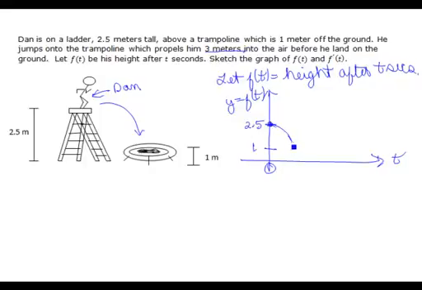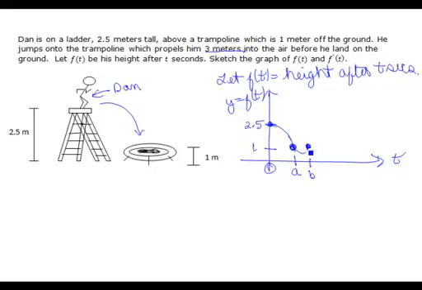Now, I don't know exactly when that's going to happen. Let's just call it time A. Now, if you think about it, he's not going to spring back immediately because the trampoline's going to give a little bit, and his height above the ground is going to drop a little bit below 1 meter until he comes back to the height of the trampoline. I don't know when that is. Let's call that time B.